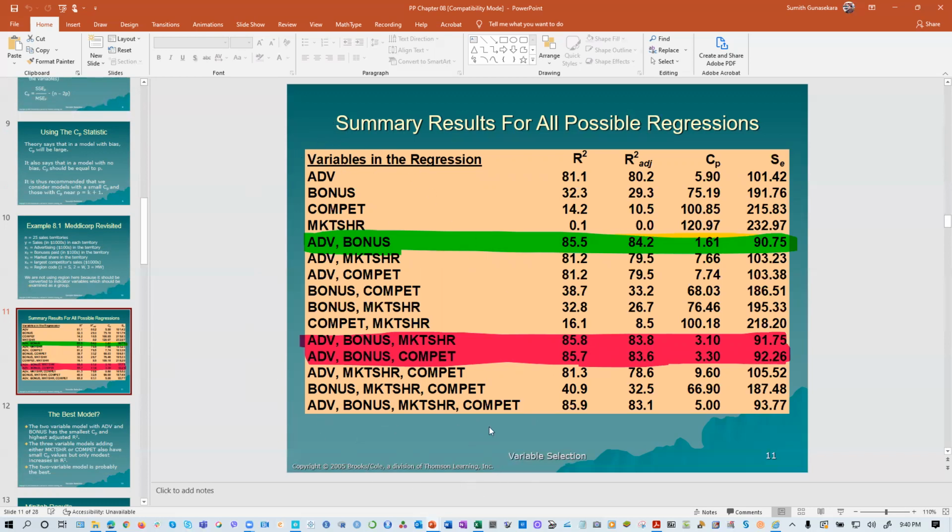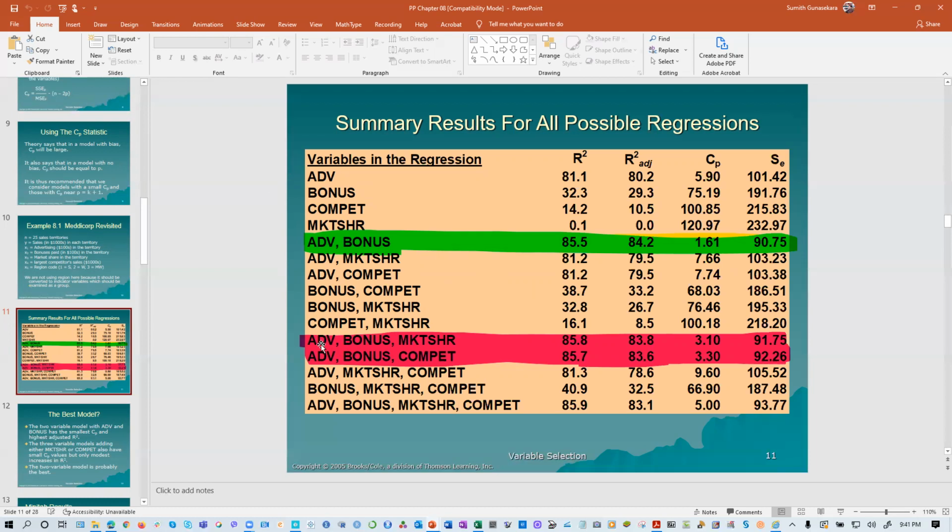If you have 4 variables, you have 2 to the 4th, which is 16 models. The first one is called the empty model, and then singles, doubles. I explained yesterday how to get singles. If you have 4, choose 1, you have 4 of them, single ones. And double ones, you can get all the combinations: add with bonus, add with market share, add with compete, bonus with compete, bonus with market share, compete with market share. It's going to be 6. How do you get the 6? 4 choose 2 gives you 6.